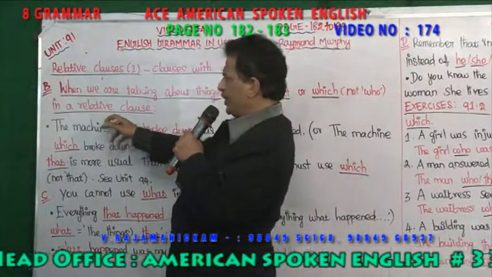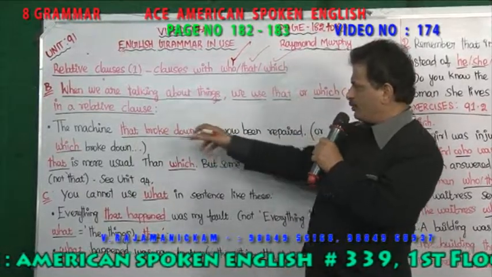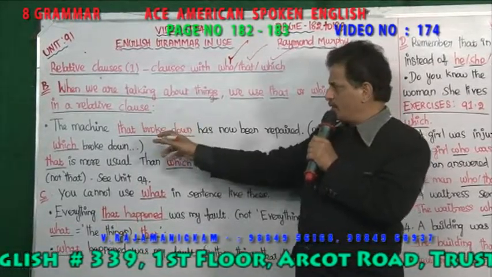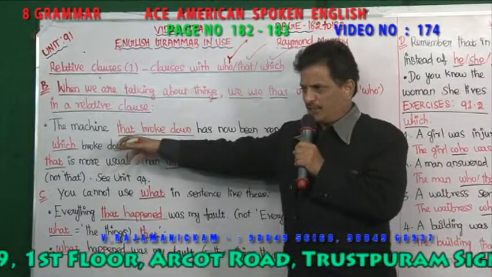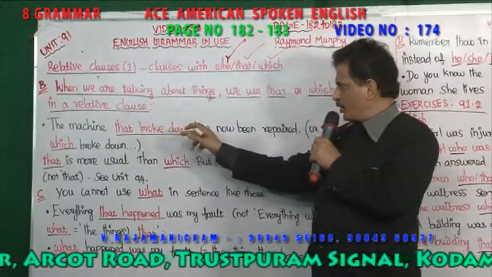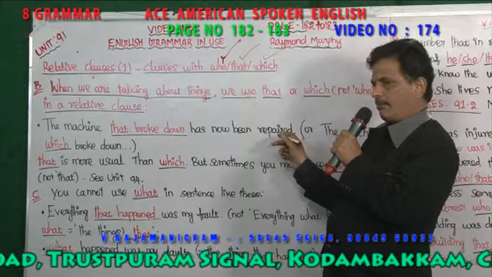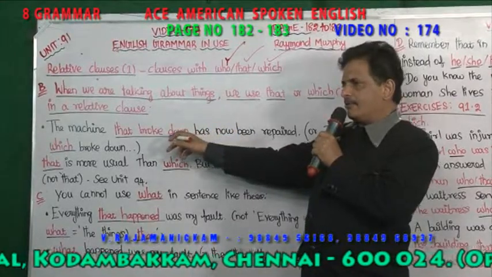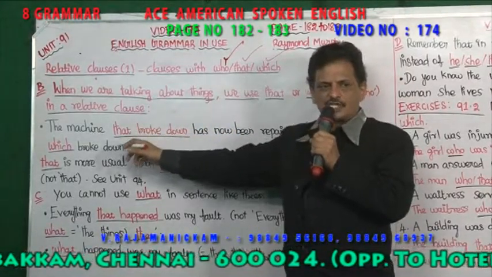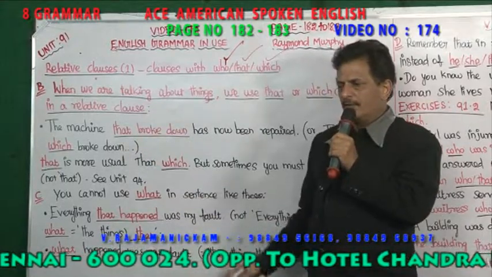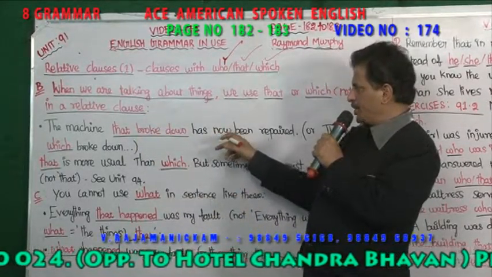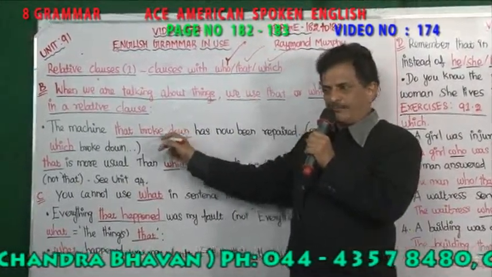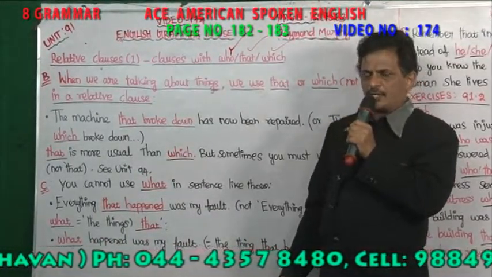See, the machine that broke down. What do you mean by broke down? Got repaired. The machine that broke down, that stands for what? Machine. The machine that broke down has now been repaired, right? So the machine has now been repaired is the main sentence, and that broke down is the relative clause. So that stands for the machine. Here, what is the verb? The machine has now been repaired. Has is a verb. For the relative clause, that broke down, broke is a verb. So each relative clause should have a verb.